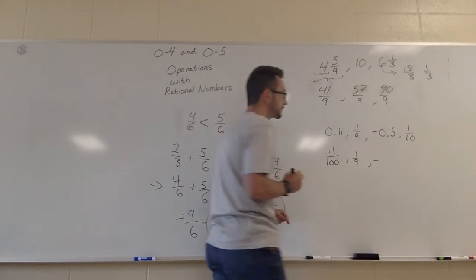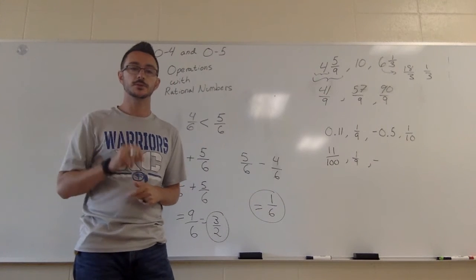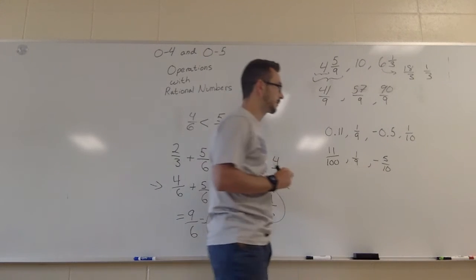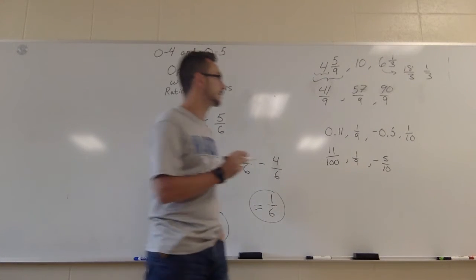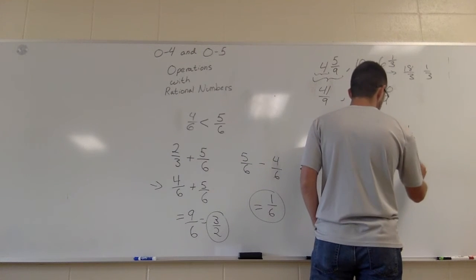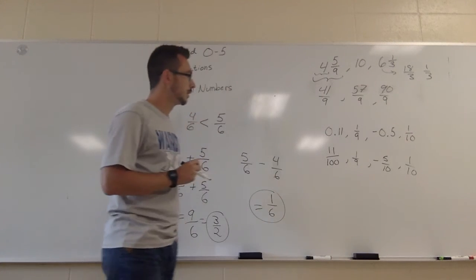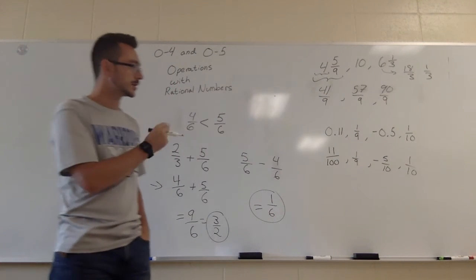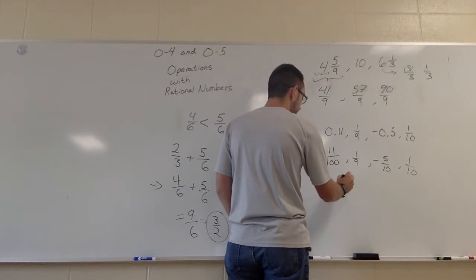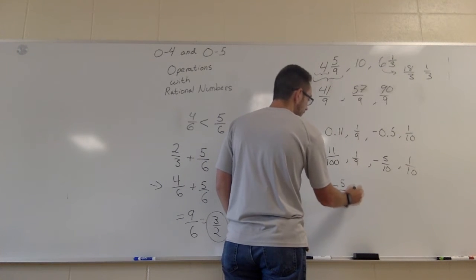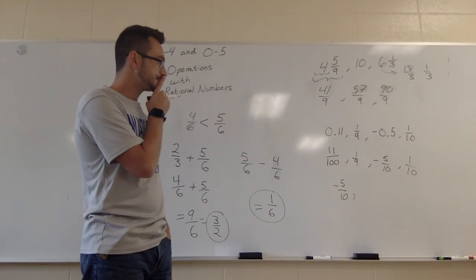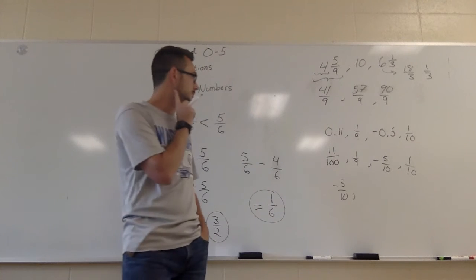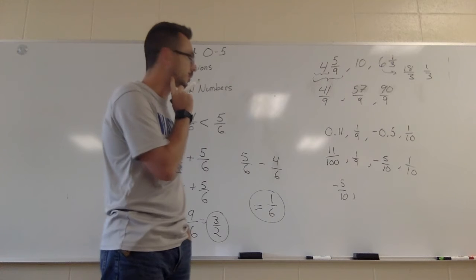We have a negative 0.5, that 5 is in the 10th place, so I can do negative 5 over 10, and then 1 over 10. So right now, I see a negative number, so I know that's going to be at the very beginning. And then I know between the 1/9 and the 1/10 that the 10th is smaller, but I don't know about the 11 over 100 quite as much.